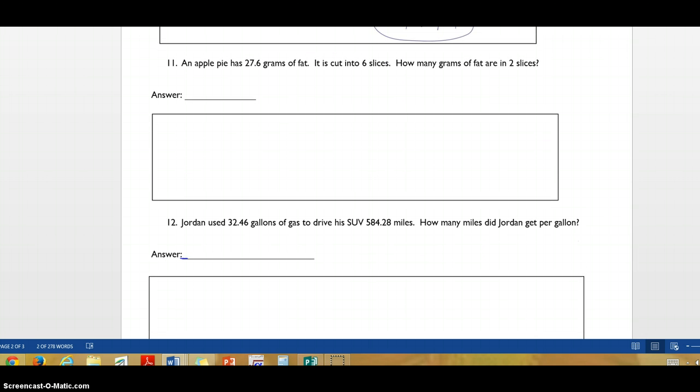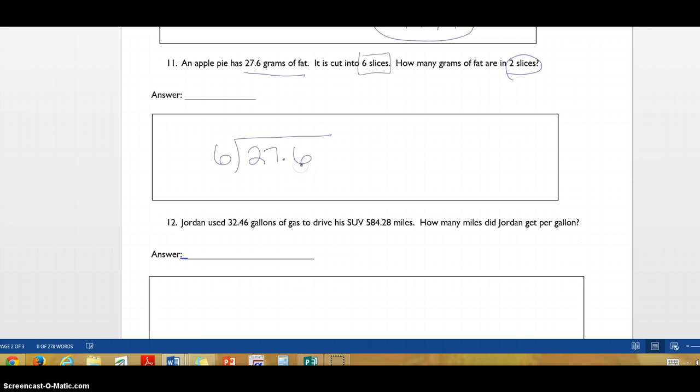Number 11. An apple pie has 27.6 grams of fat, and it's cut into 6 slices. So how many grams of fat are there in 2 slices? Now we know it's 27.6 grams of fat total in this entire pie, and it's cut into 6 slices. So what we want to find out first, now this again is another multi-step problem, is how many grams of fat per slice this apple pie has. So we're going to divide our 27.6 by 6. So 6 is our divisor because we're dividing into something.